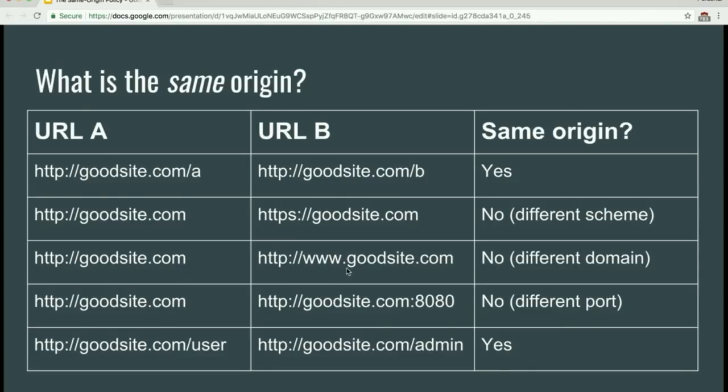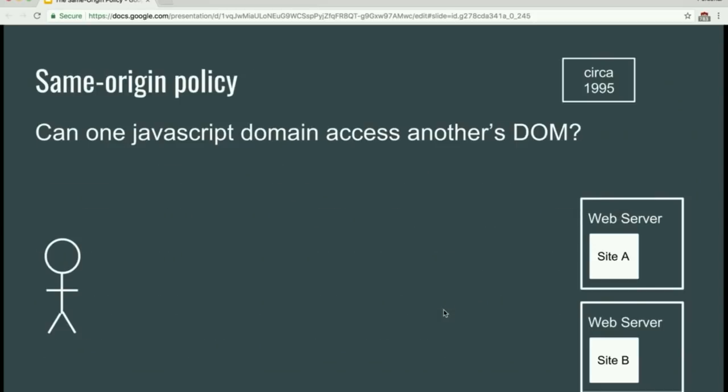www.goodsite.com. Row 4 is another example of 2 URLs that are not the same origin, even though they might appear that way, because the second one uses a different port, 8080. And lastly, another example of 2 URLs that are the same origin because they have the same scheme, the same domain name and port. The only thing that's different is the path on the end of the URL.